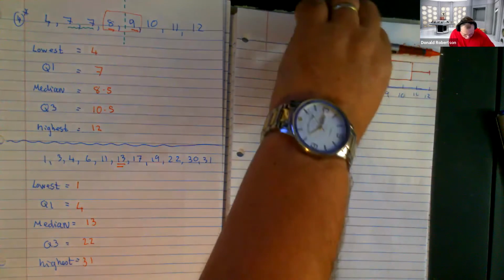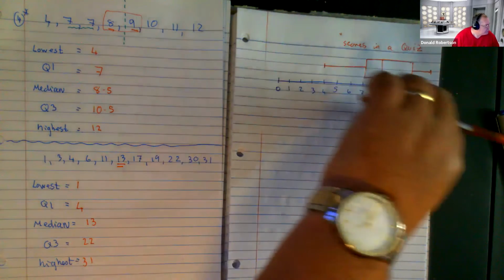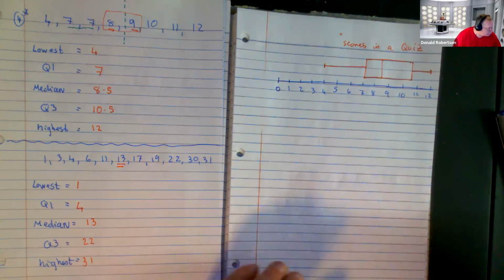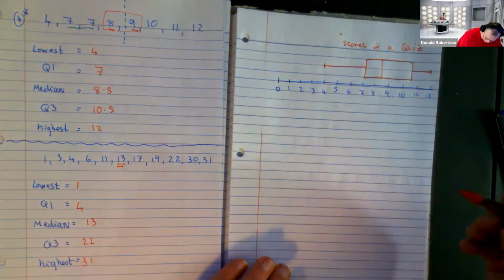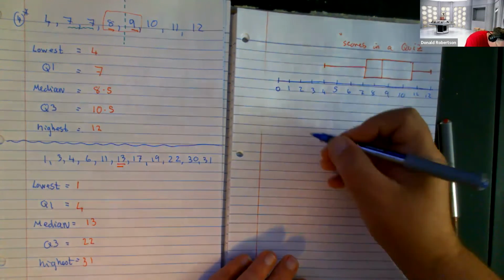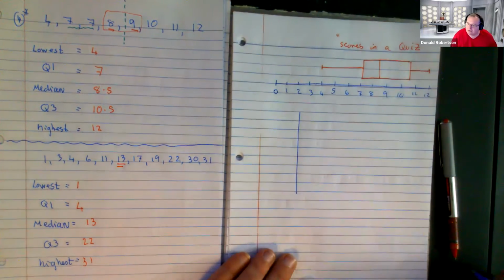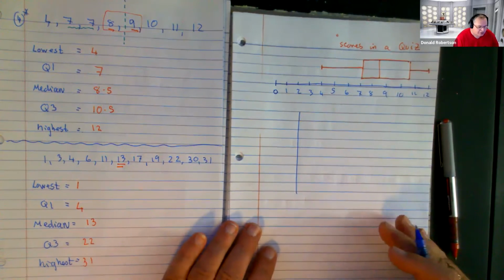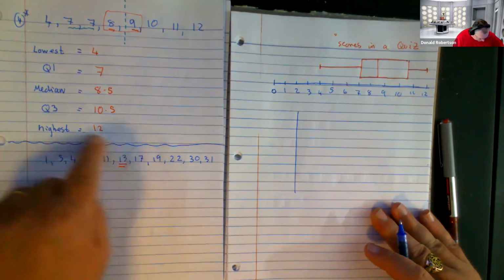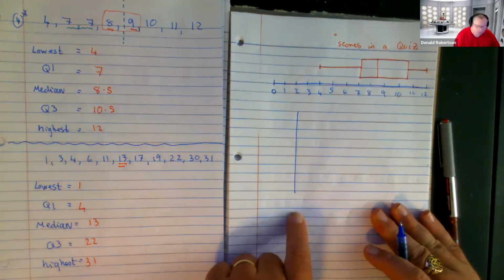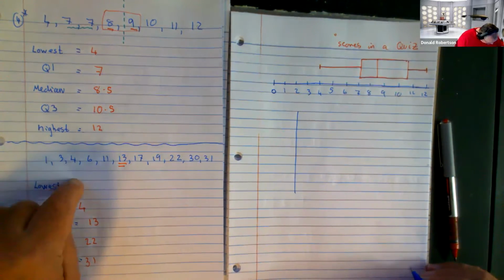Now, this is the horizontal orientation, and that's the one I prefer. I like it that way. But you do get orientations where the box plot is done vertically. So just for completeness, I'm going to use this data set, but I'll do a box plot vertically, right? The orientation. So it goes from 1 to 31.